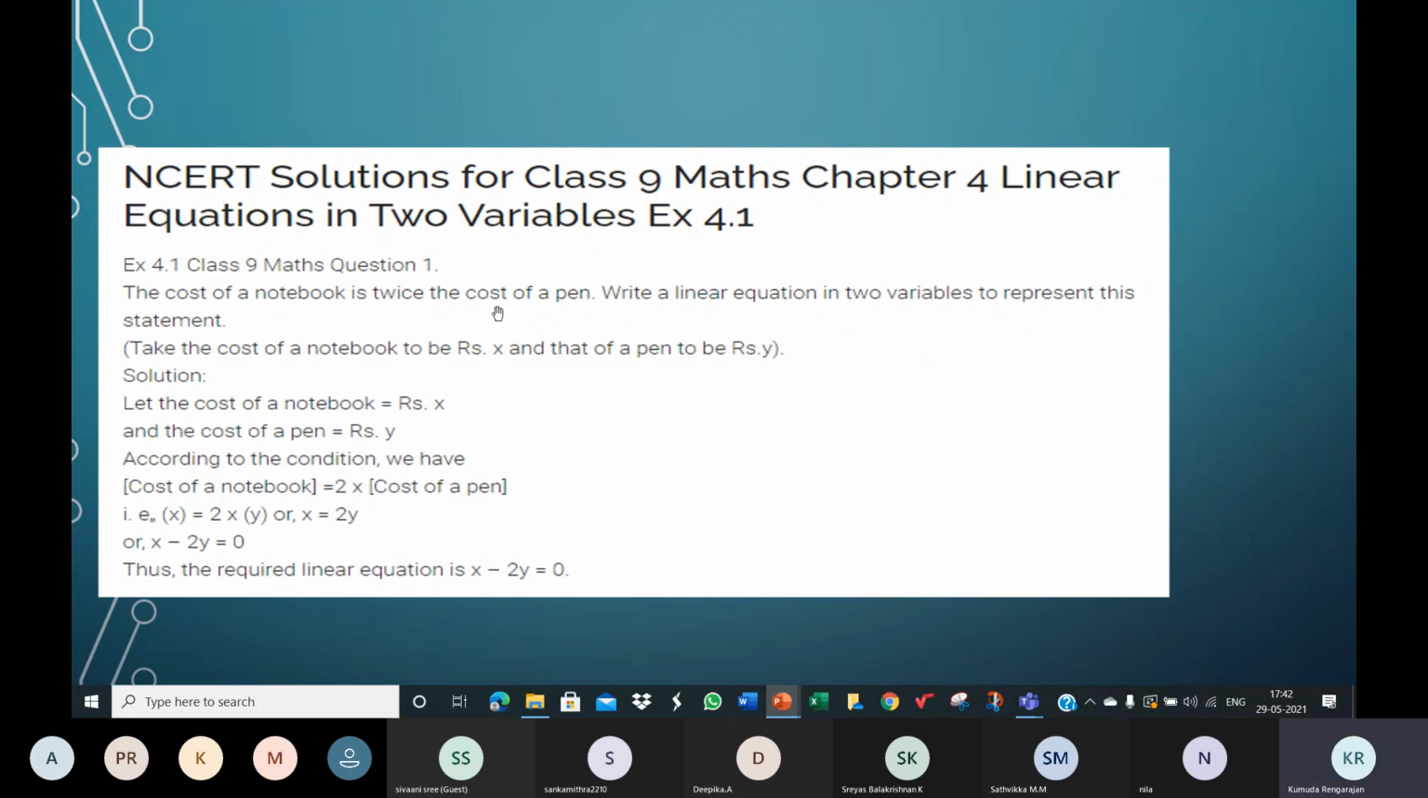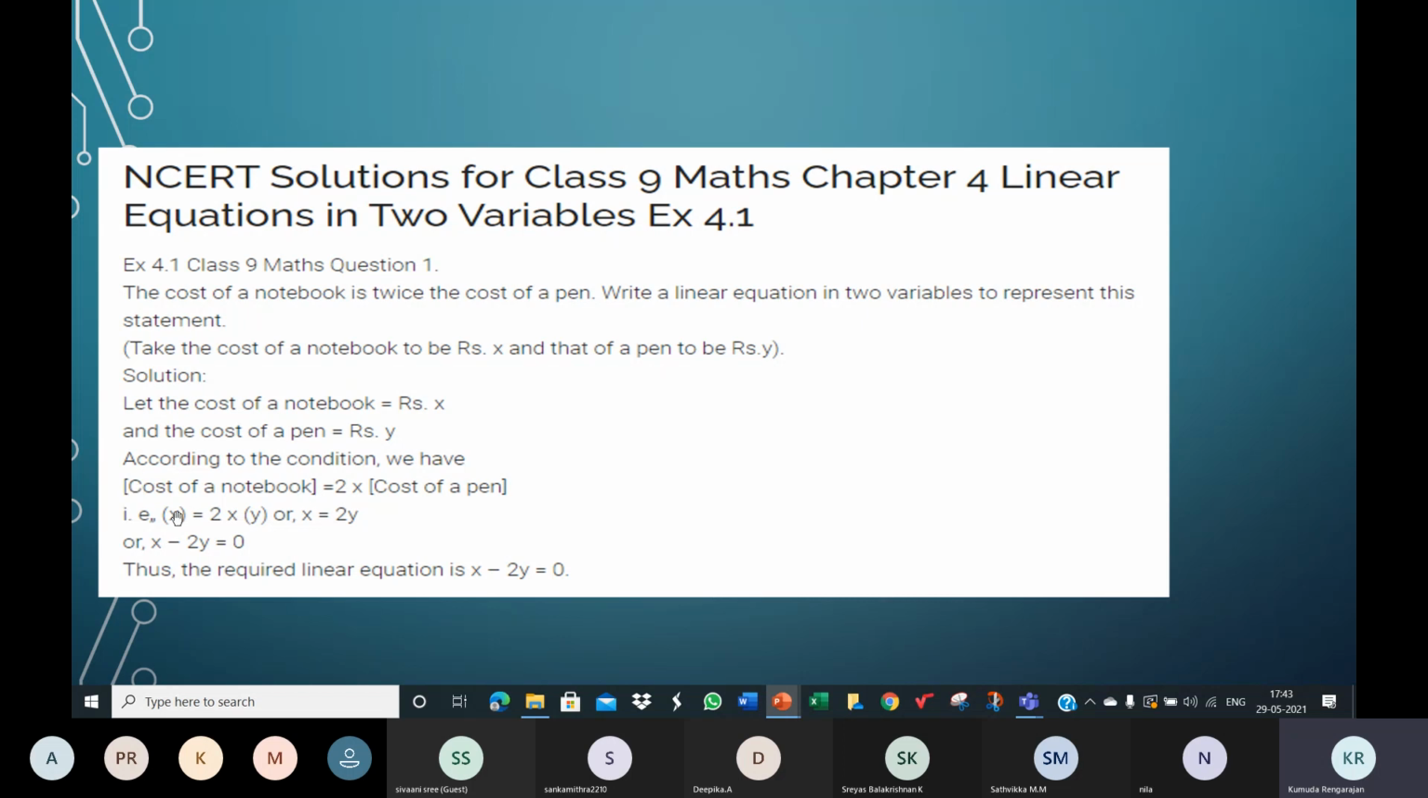So how do you make an equation out of this? See here. Since it's given, let the cost of a notebook be rupees X and the cost of a pen be rupees Y. So according to the condition of the question, cost of a notebook is twice, that means 2 into the cost of a pen. Cost of a notebook is equal to 2 into cost of a pen. What's the cost of a notebook? X rupees. X rupees is equal to 2 into what's the cost of a pen? We are just substituting here.